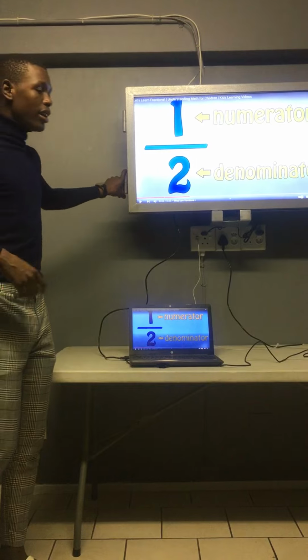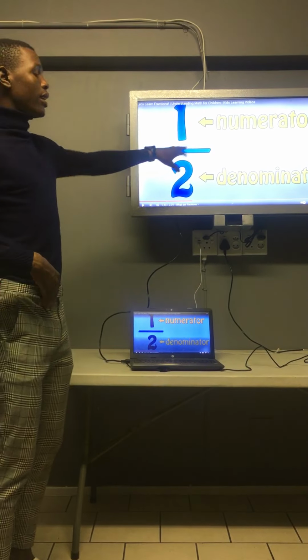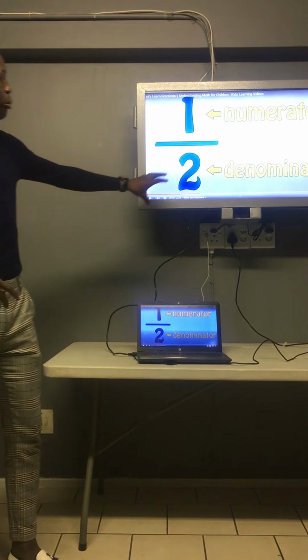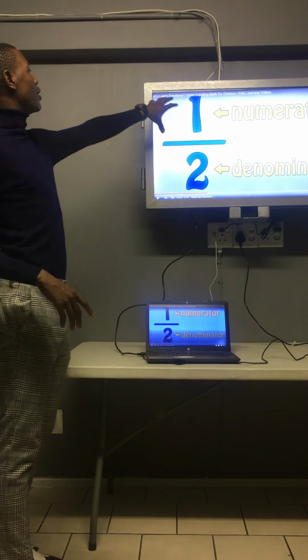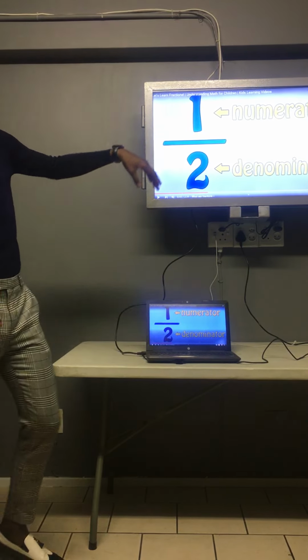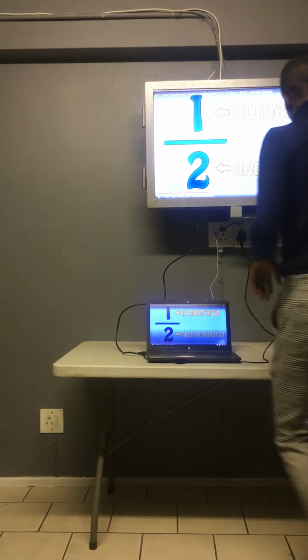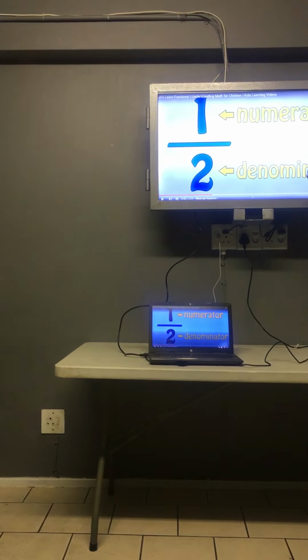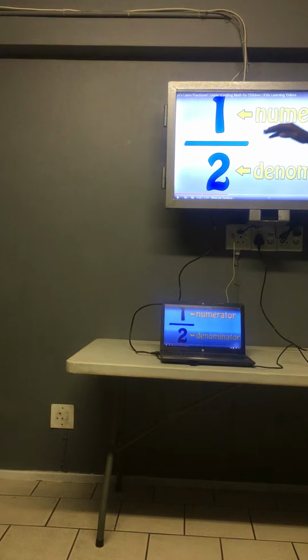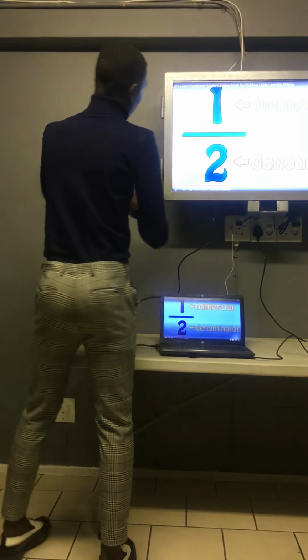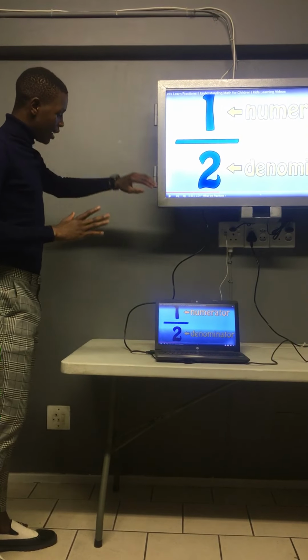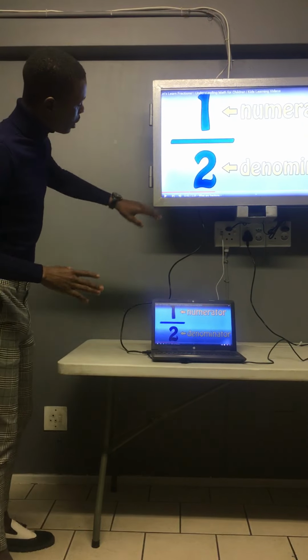As we all know, in a fraction we have 2 numbers there, and then we have a line. The bottom number is called the denominator, and the top number is called the numerator. The denominator is always at the bottom, and the numerator is always above the line. So we have a number that is above the line, and a number that is below the line.